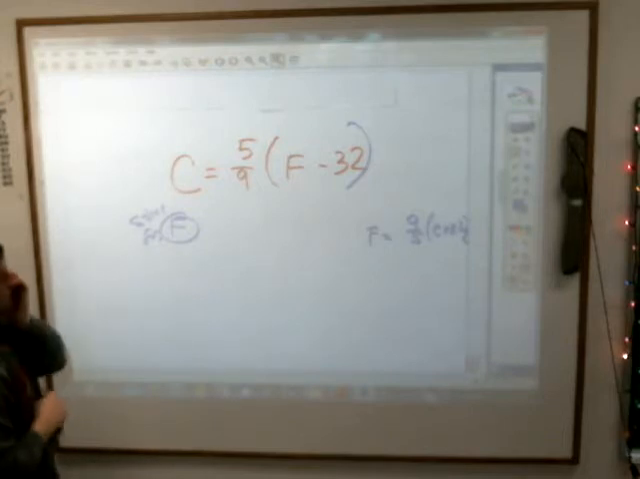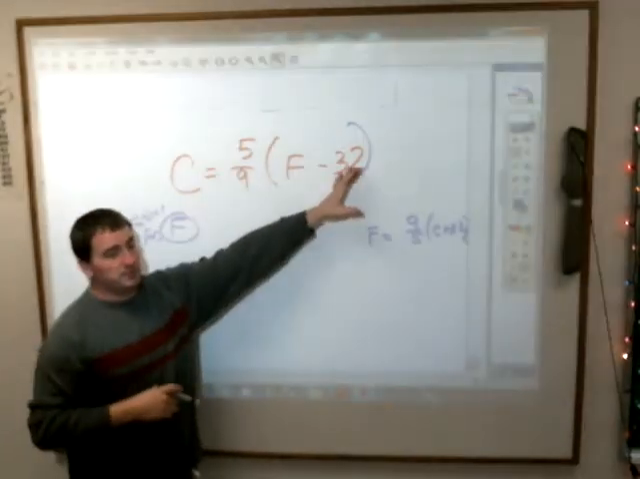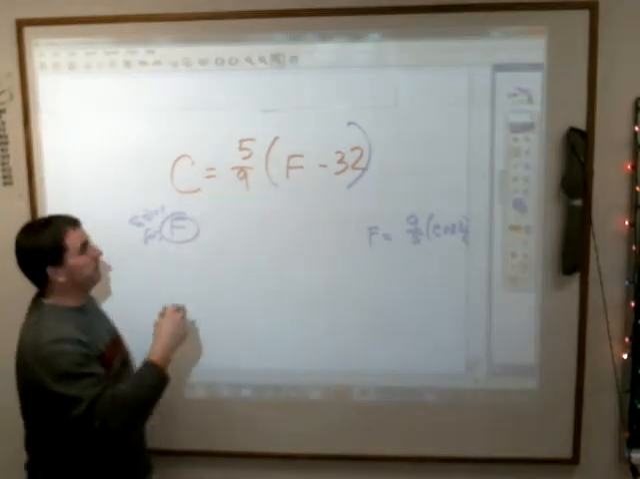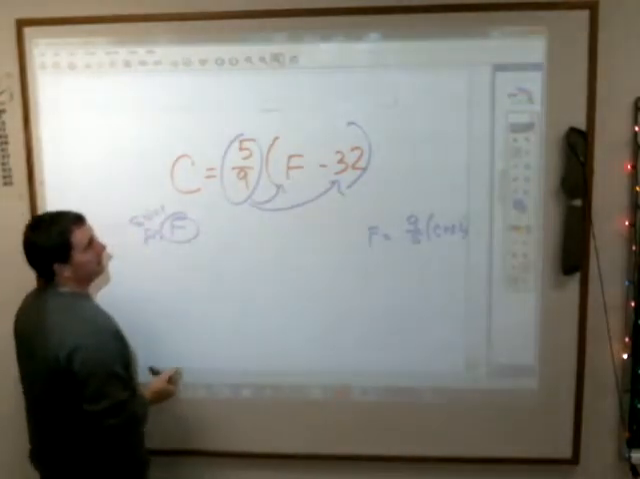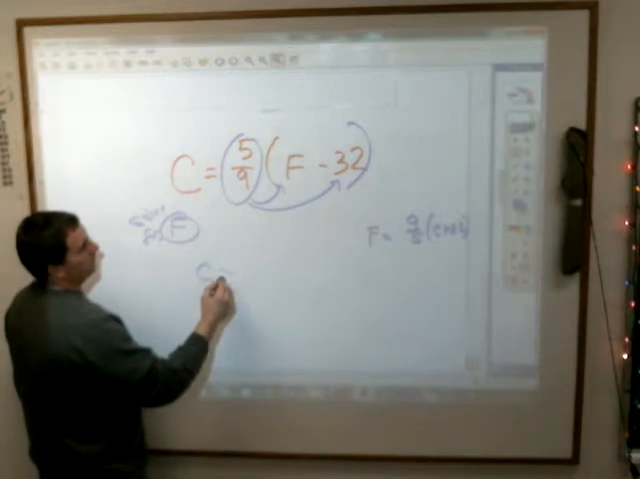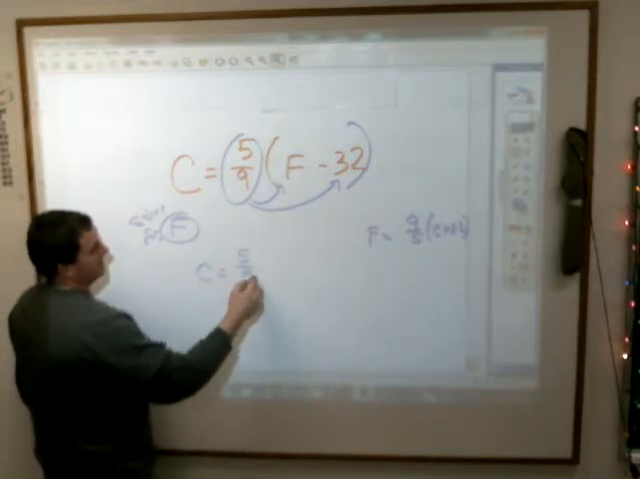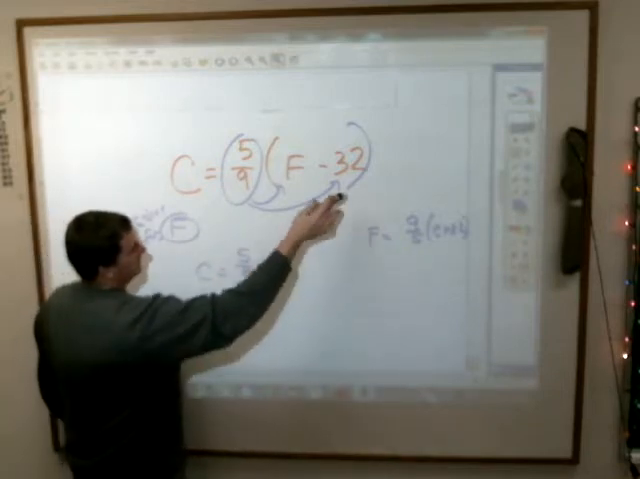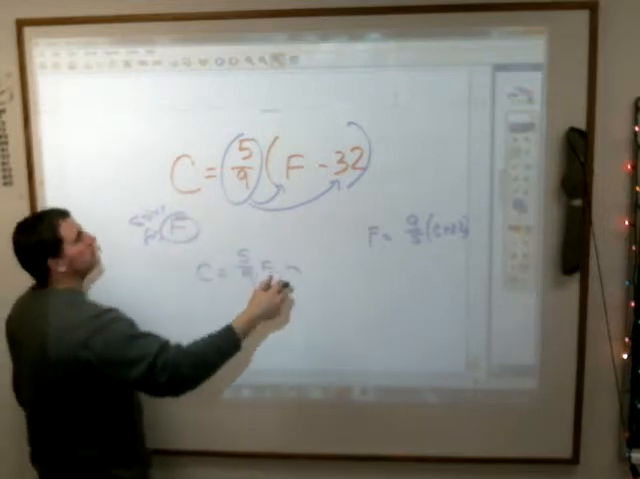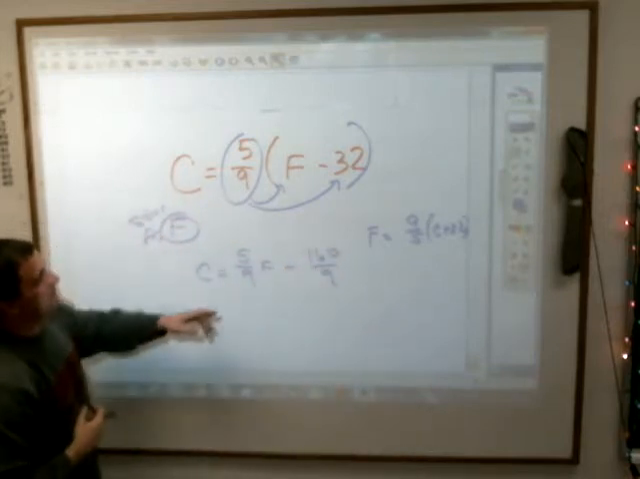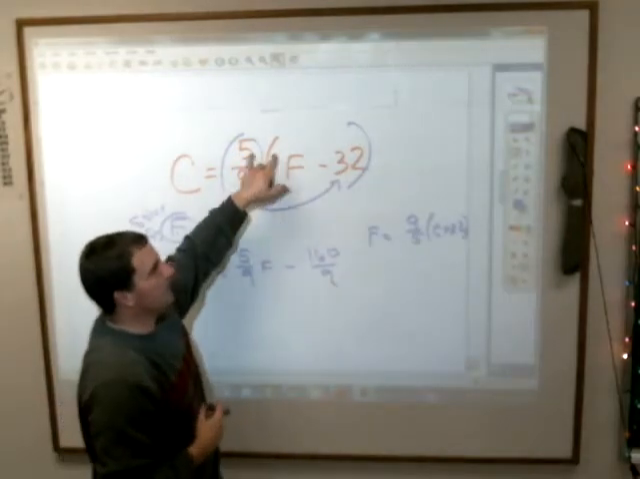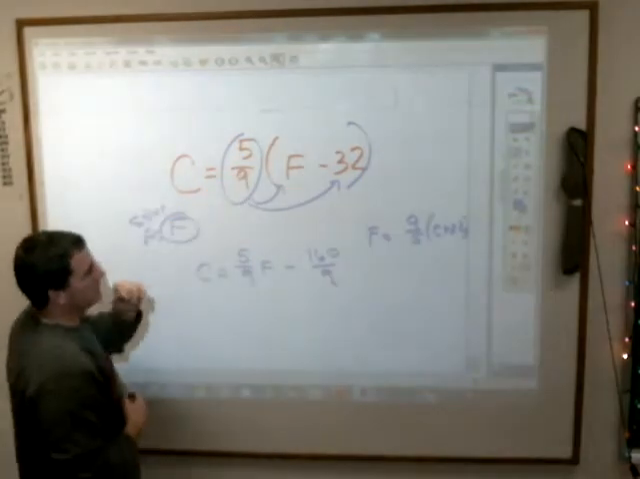Here's what you would do. First thing, you've got to get rid of this parenthesis, so you have to do the distributive property. You're going to have to multiply this times this and that times that. So you end up with this. Take my word for it: 5/9 F minus 32 times 5/9 is 160 over 9, correct? Because 32 times 5 is 160 over 9.